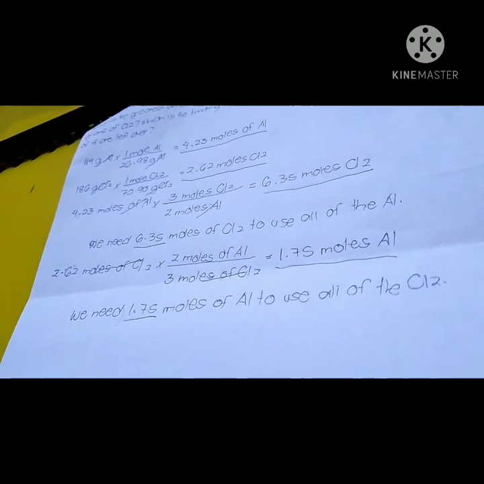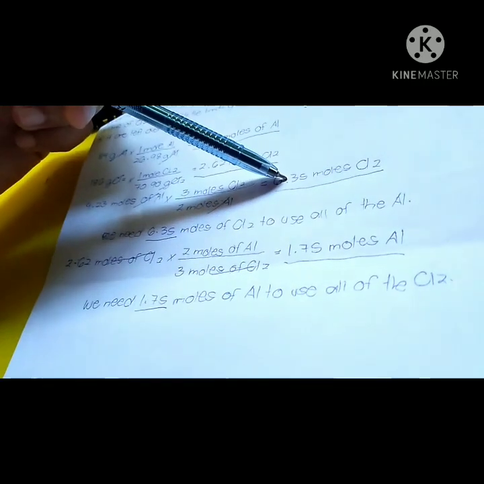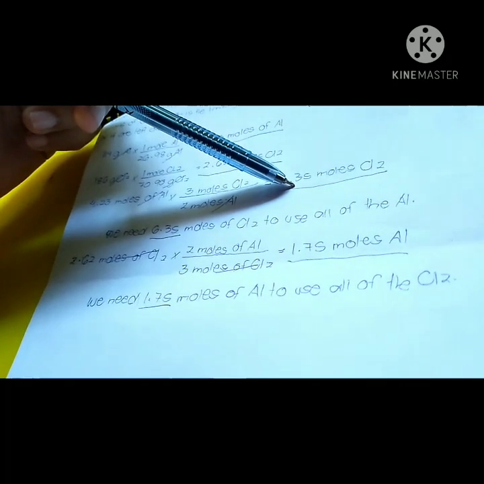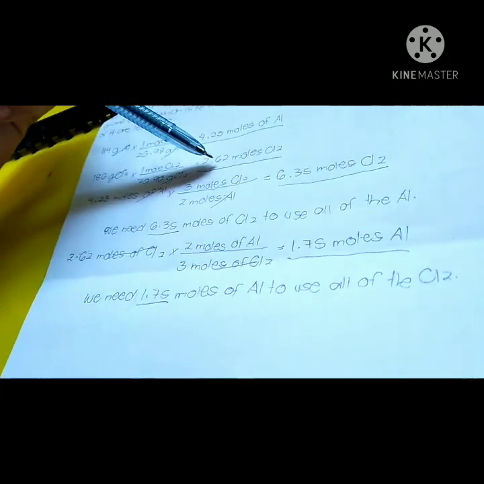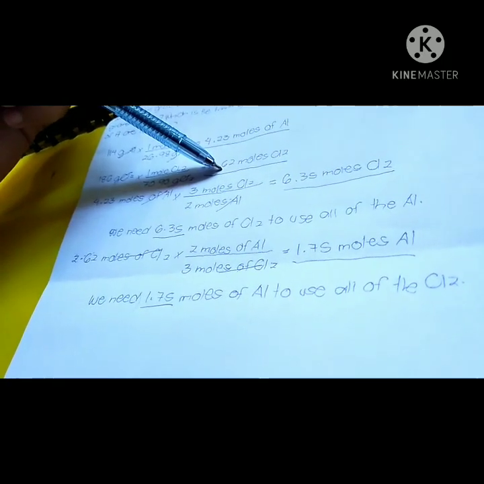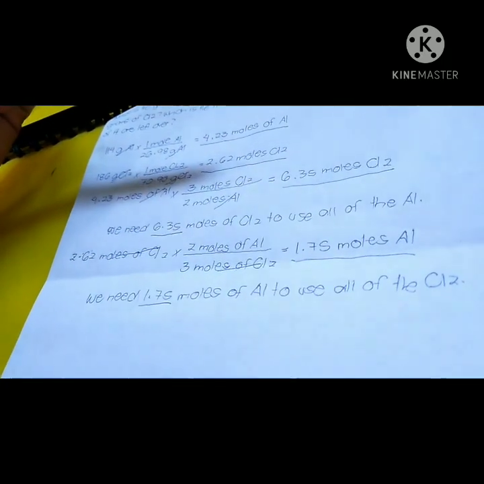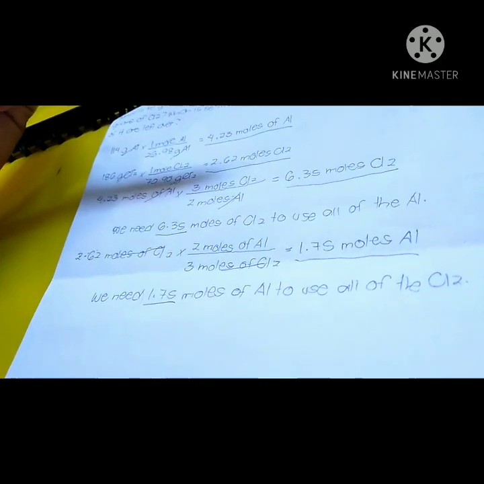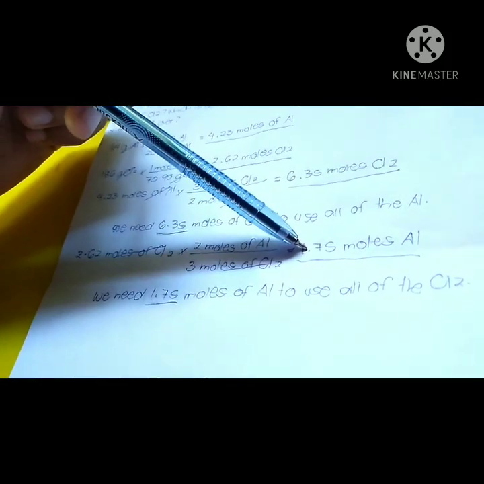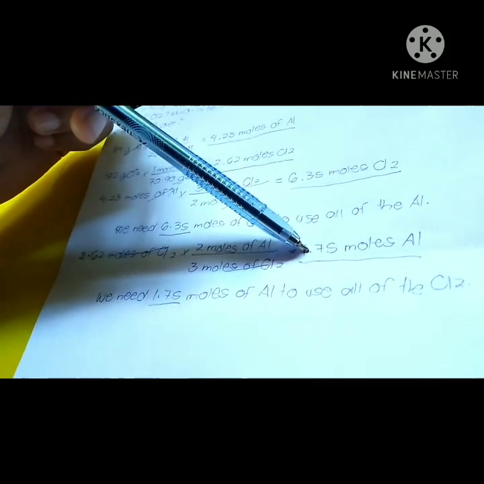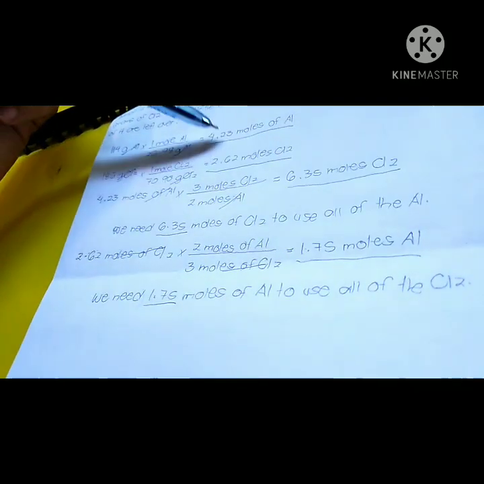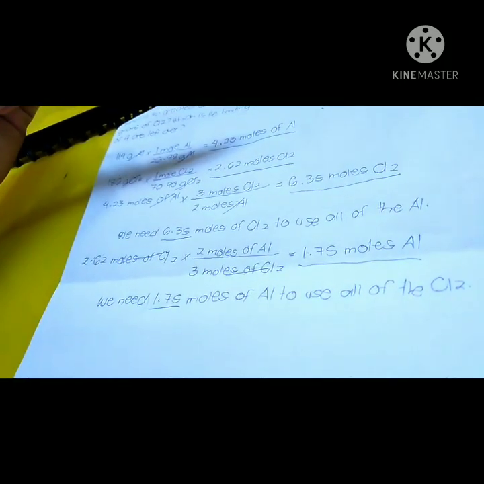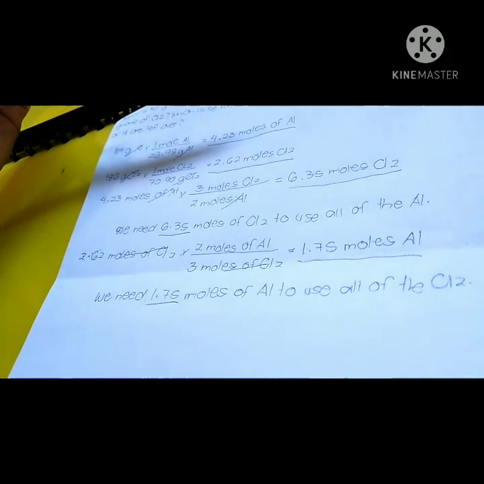To use all of the aluminum, we need 6.35 moles of chlorine, but we don't have 6.35 moles. We only have 2.62 moles of chlorine, right? We don't have this much chlorine. On the other hand, to use all the chlorine, we only need 1.75 moles of aluminum, and we have more than that. We have 4.23 moles of aluminum.